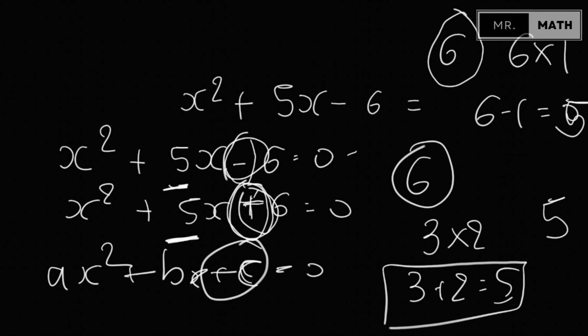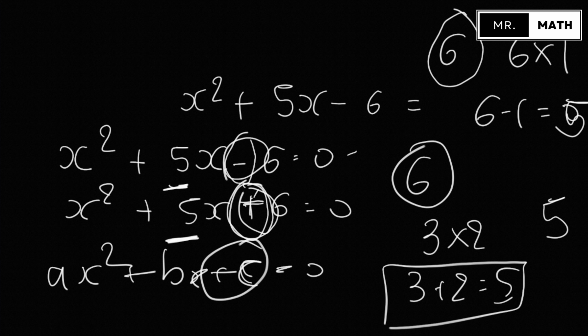So what we have seen: if the C term is negative, then we need to find the factors of C in such a manner that if we subtract both of the factors, we get the B term. And if the C term is positive, then we need to find the factors of the C term in such a manner that if we sum both of the factors, we get the B term, right?